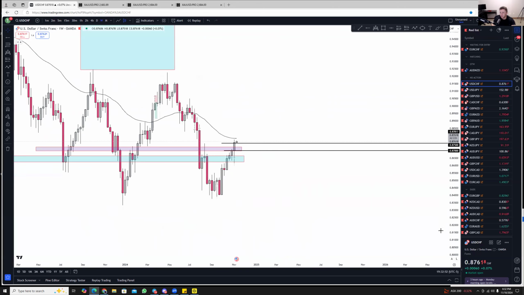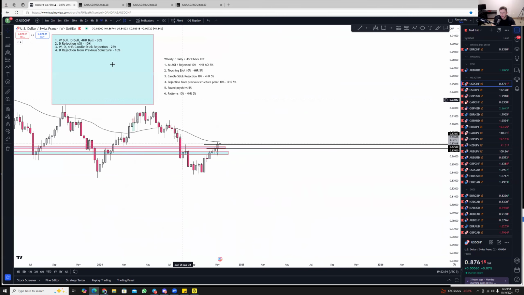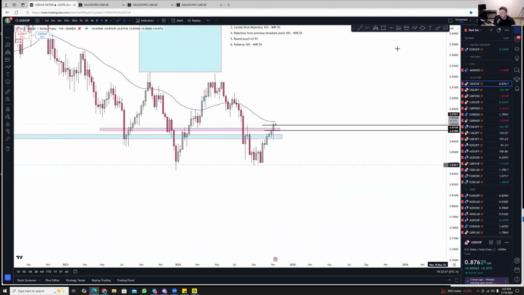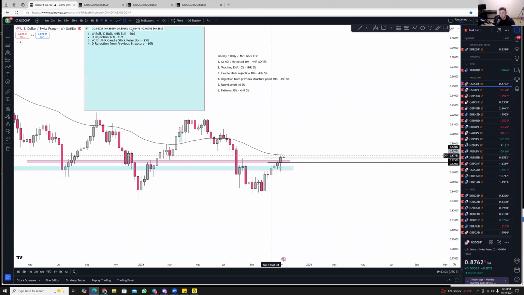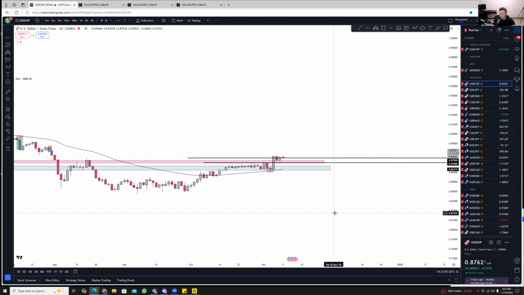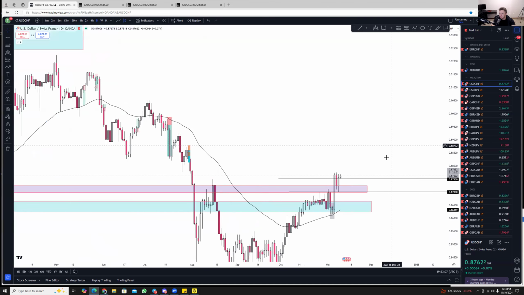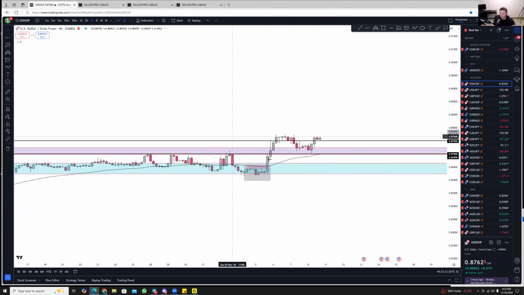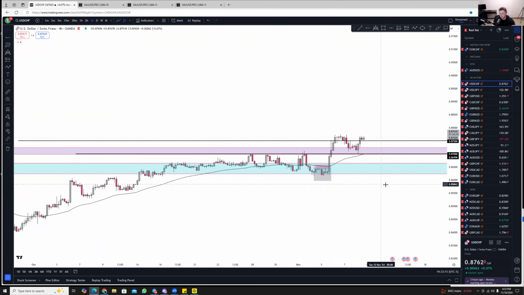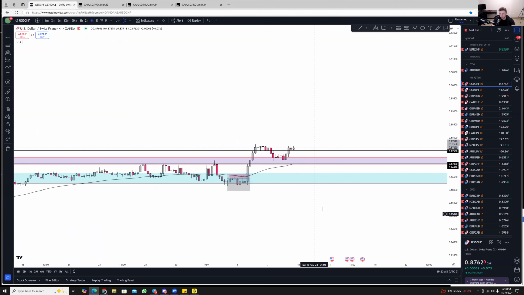We went over our full checklist. Oh, besides patterns, let's go to our patterns again. Weekly, do you see any patterns on the weekly? I see no patterns on the daily. Do you see any patterns on the daily charts? I see no patterns besides consolidation. In the 4 hour, do you see any patterns? I see no patterns on the 4 hour.